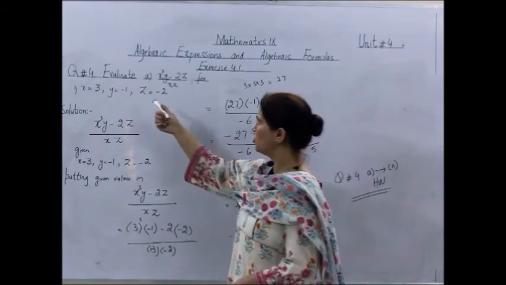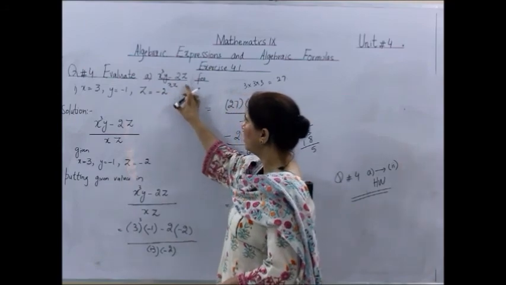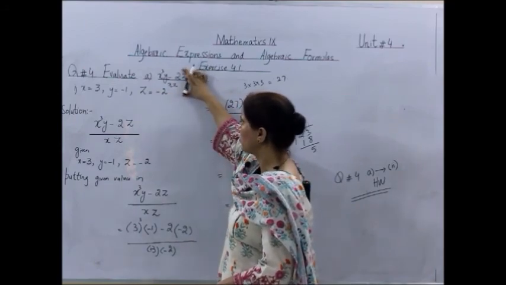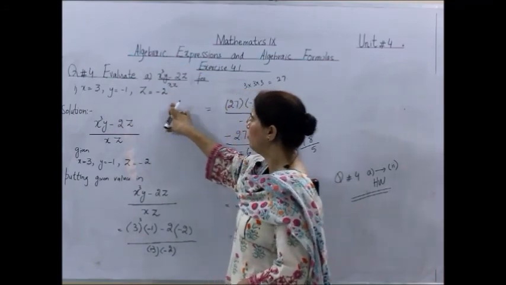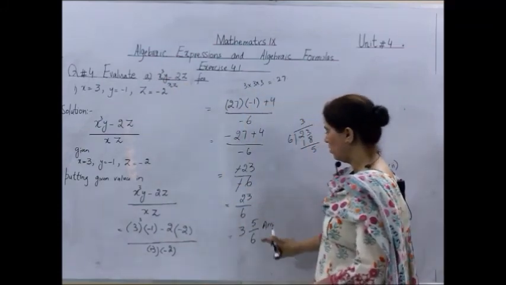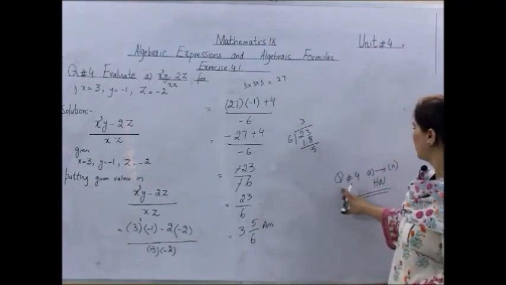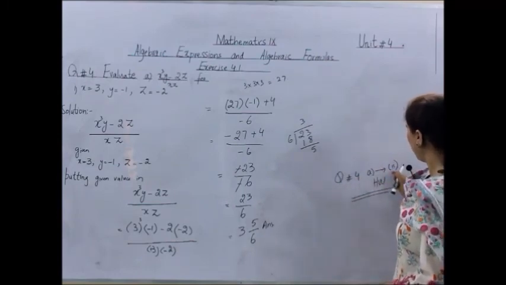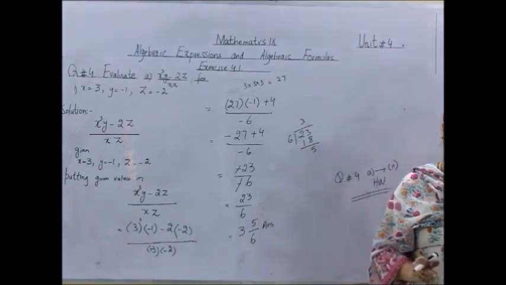So what is evaluation? Evaluation is to find the value of the given rational expression by putting in the given values. So the value of this rational expression is 3 whole number 5 by 6. And dear students, question number 4a part 2 is your homework.